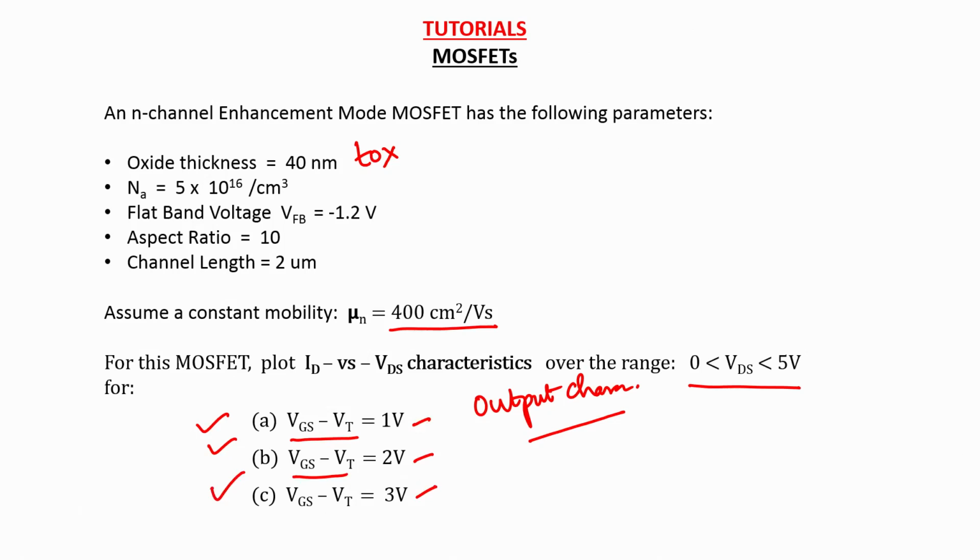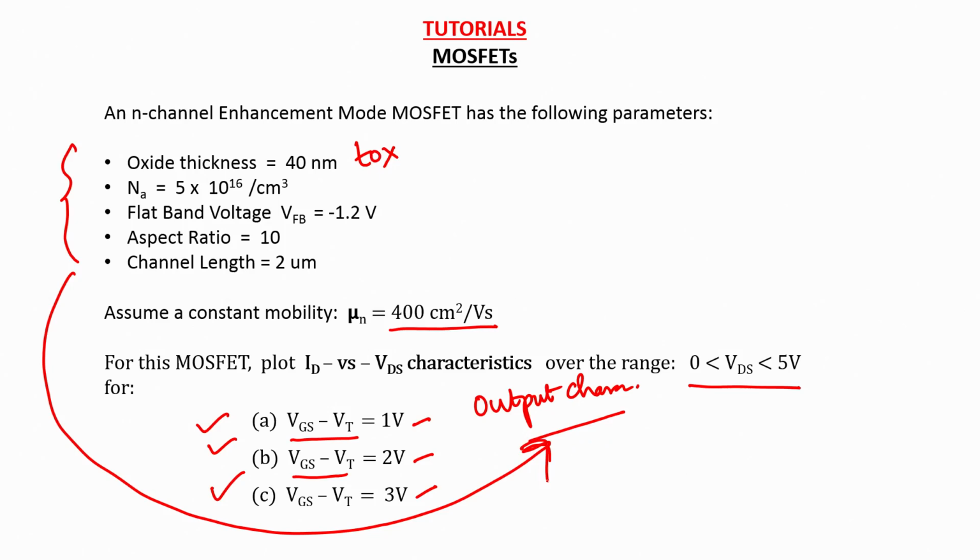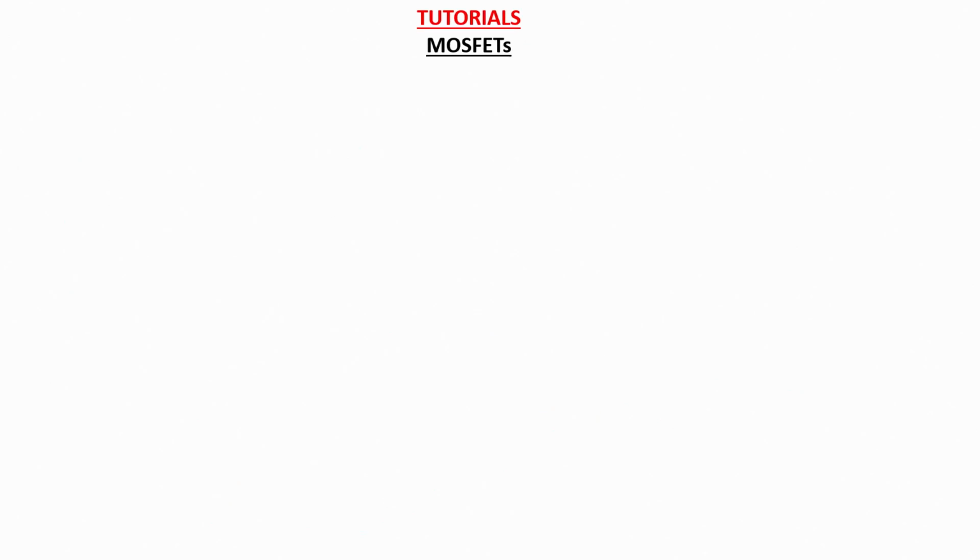So with regards to problems in MOSFETs, there can be two interesting types of problems. Firstly, where you are given device parameters like this, and you are asked to plot the ID versus VDS curve and the transfer characteristics by substituting the values in the current equation. And the other kind of problem can be where you are given the transfer or output characteristics, and you are asked to extract various parameters of MOSFET like mobility, threshold voltage, etc. So before starting to solve this problem, let us refresh some concepts with regards to MOSFET characteristics.